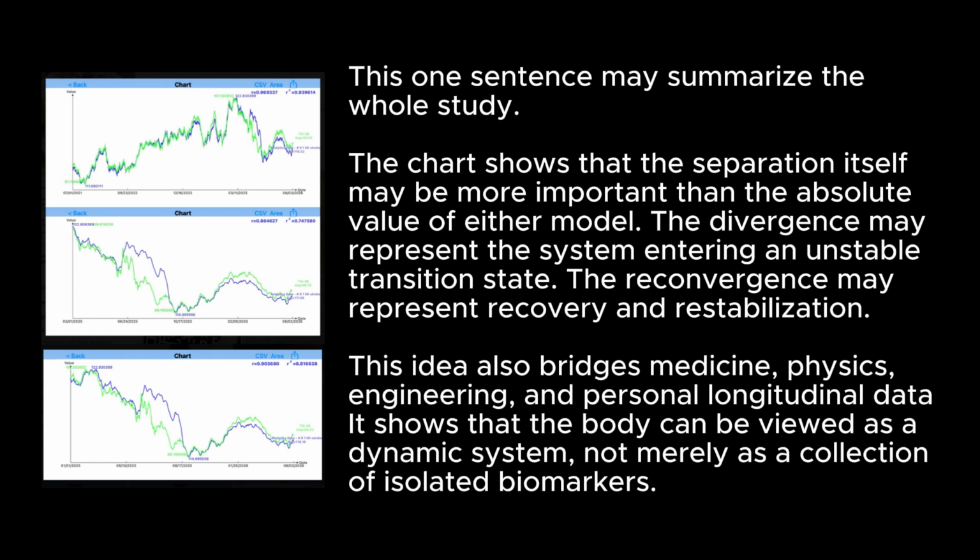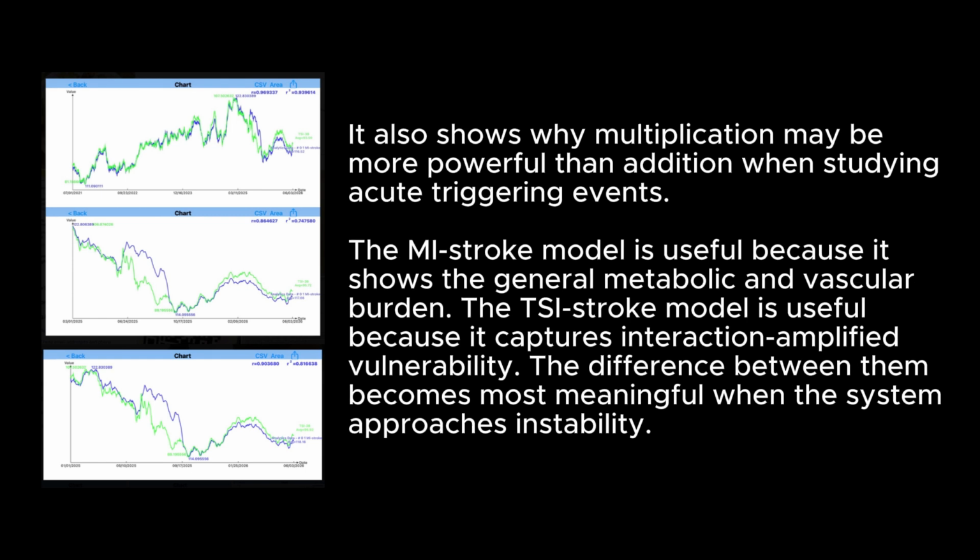This idea also bridges medicine, physics, engineering, and personal longitudinal data. It shows that the body can be viewed as a dynamic system, not merely as a collection of isolated biomarkers. It also shows why multiplication may be more powerful than addition when studying acute triggering events. The ME-stroke model is useful because it shows the general metabolic and vascular burden. The TSI-stroke model is useful because it captures interaction-amplified vulnerability. The difference between them becomes most meaningful when the system approaches instability.